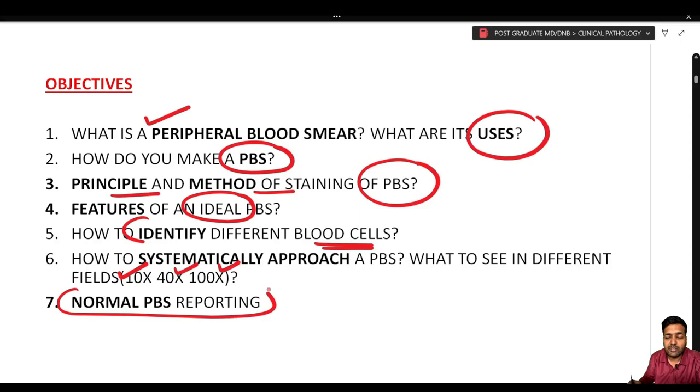In this particular session we are only going to understand the basics of the peripheral blood smear. Details about the morphological evaluation of the RBCs, WBCs, platelets, as well as the parasites will be discussed in detail in the subsequent lectures. So in the first part we will understand the basics of the peripheral blood smear.